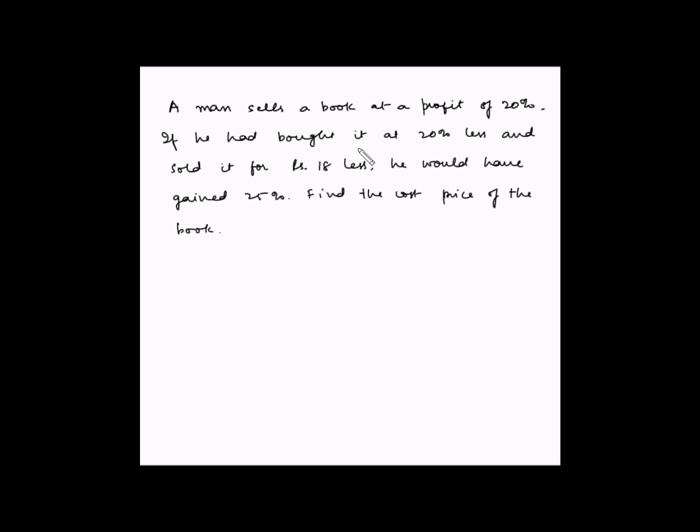Now, the second condition is that if he had bought it at 20% less, that is the cost price is lesser by 20%, and sold it for rupees 18 less, that is the selling price is reduced by rupees 18, then he would have gained 25% on his cost price. So now we have to find the cost price of the book. So let's do a quick analysis of these two sets of information.